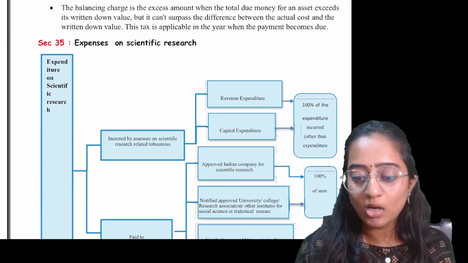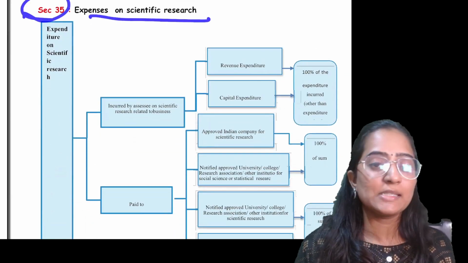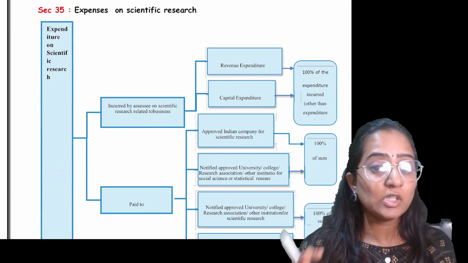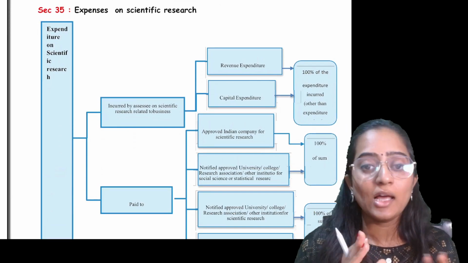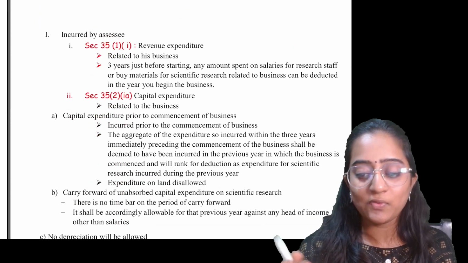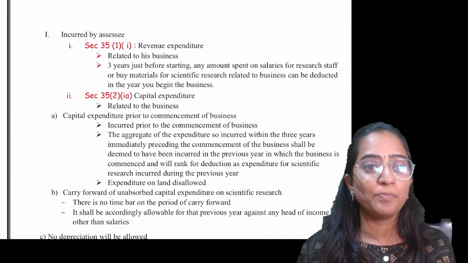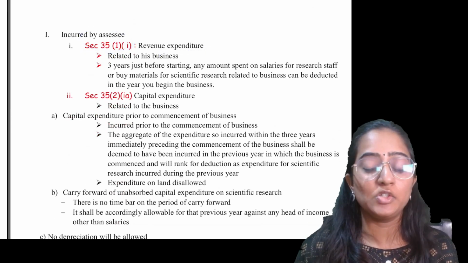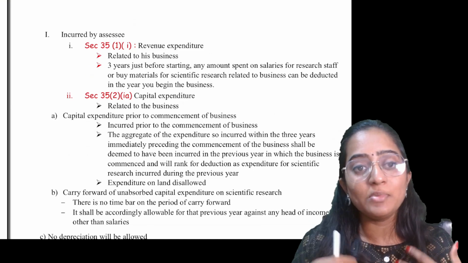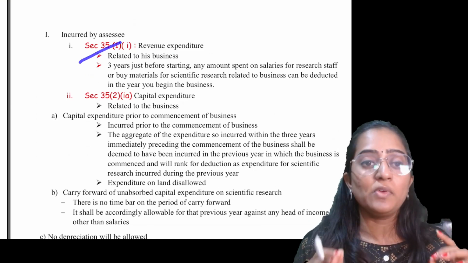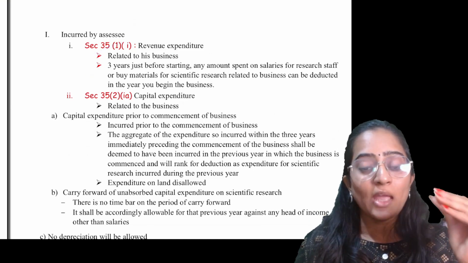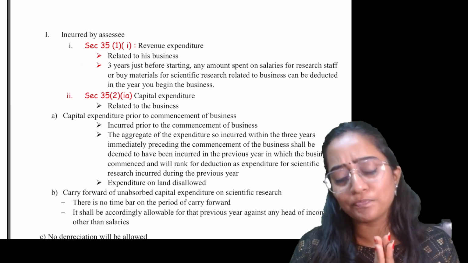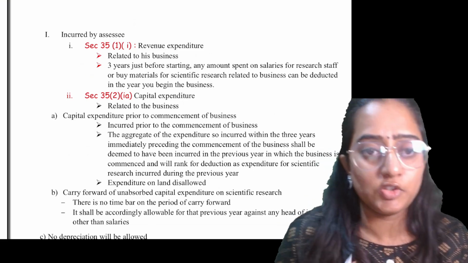Clear? When it comes to your section 35, that is expenses on scientific research, remember, scientific research expenses, 100% of it is going to be allowed as deduction, provided you satisfy the condition and there are certain good points. See, section 35 subsection 1 clause 1 speaks about the revenue expenditure, which if you want to claim deduction under this section, first of all, it has to be for the purpose of business, and current year revenue expenses, everyone is going to take the relevant deduction.